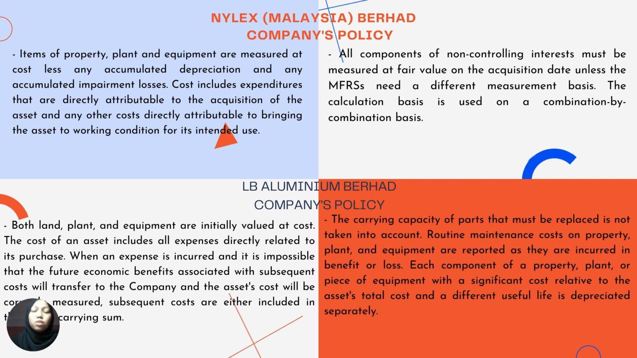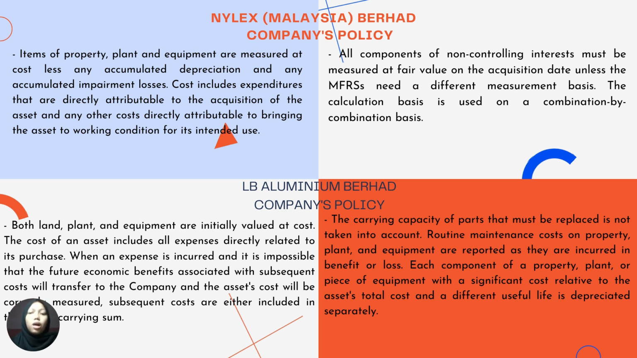So for company policy, we have two companies, which is NYLEX Malaysia BERHAD and LB Aluminium BERHAD. The first one, NYLEX: items of property, plant, and equipment are measured at cost less any accumulated depreciation and any accumulated impairment losses. Costs include expenditures that are directly attributable to the acquisition of the asset and any other costs directly attributable to bringing the asset to working condition for its intended use.